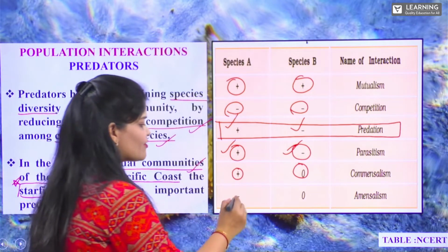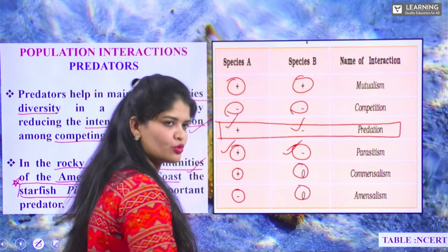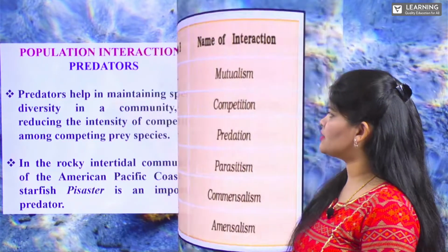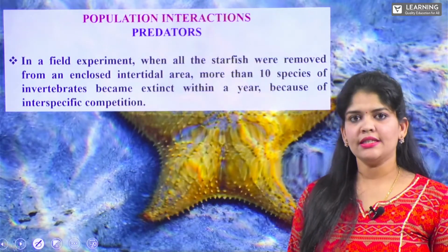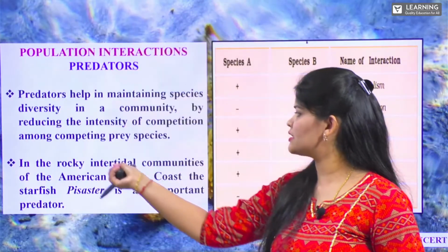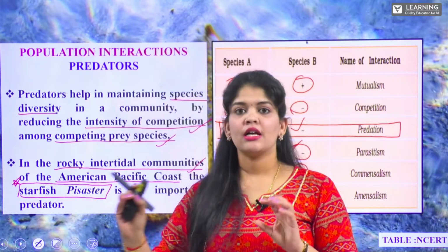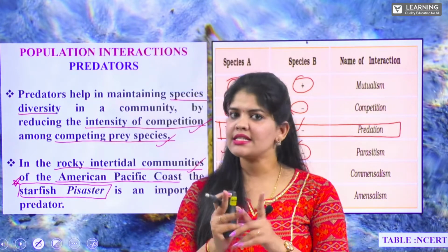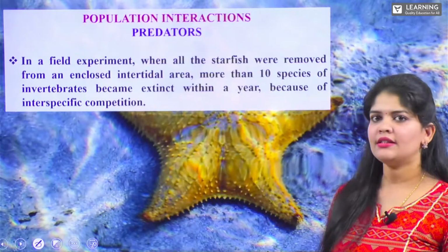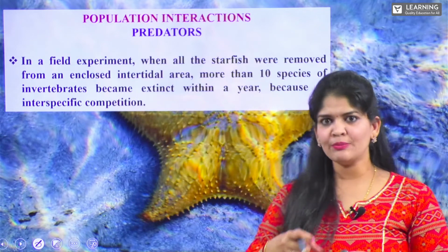Amensalism, where one species is getting harmed and the other species is being neutral. So now we are at depredation. Now here we know that in an intertidal community, the superior predator is the starfish, Pisaster. Now, in a field experiment, what they have done is they have removed the starfish.